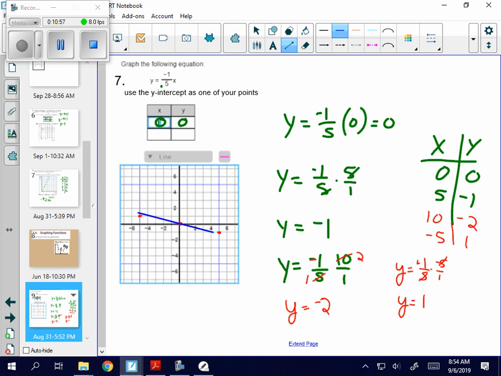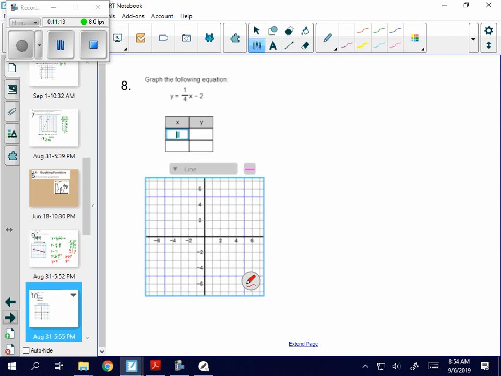So we would, on our Get More Math, select the line and then just drag it amongst our points. If this were on paper, I would tell you to add arrows, but I believe Get More Math has that for you. Number 8, let's graph those.